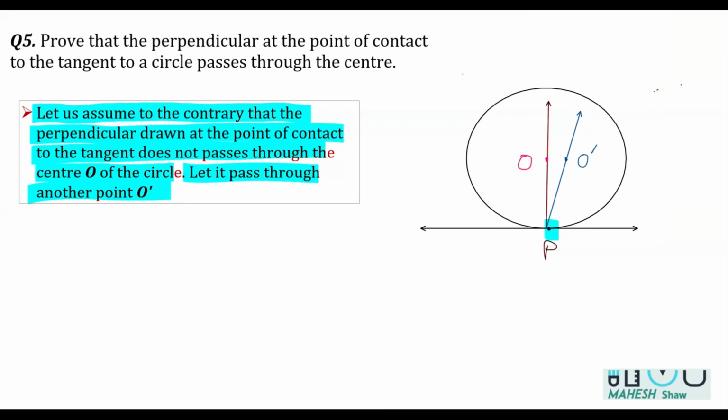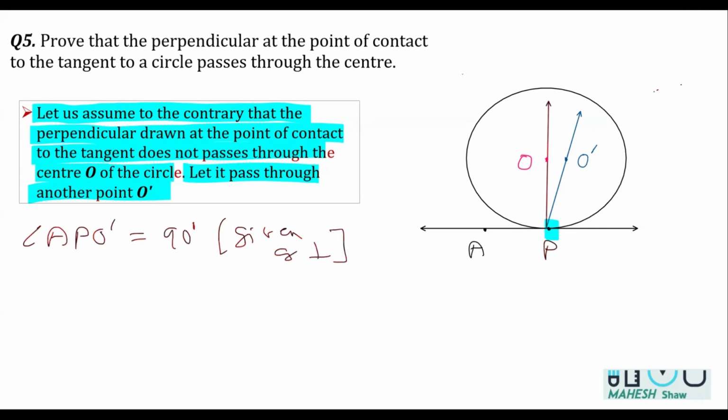Now this is being perpendicular. First, angle O dash PB. I have named this, what should I name? B only, or I can name this A. So angle AP O dash is equal to 90 degrees. This is given because we have drawn this as perpendicular. Given, or you may write perpendicular.